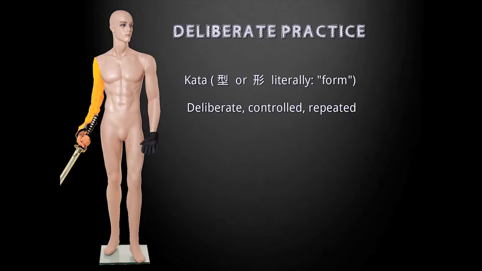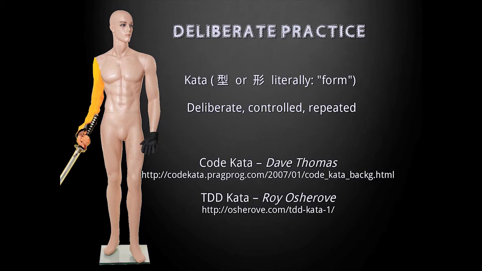Now, one of the ways that you can do that with code is these two guys, Dave Thomas and Roy Osherove, came up with the idea of the code kata. And the code kata is basically small, simple coding exercises that can take anywhere from about 5 minutes to half an hour that you can do by yourself.